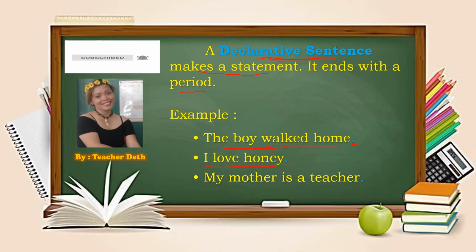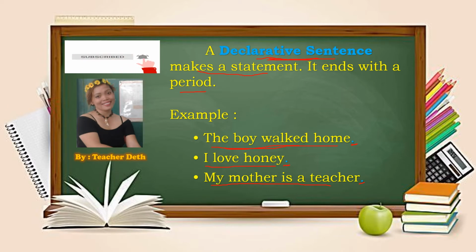The last example for our declarative sentence is: My mother is a teacher. You are telling that your mother is a teacher. So since it's a telling sentence, that's a declarative sentence. A declarative sentence is a telling sentence, a statement, right? So again, we are using, very good, a period.